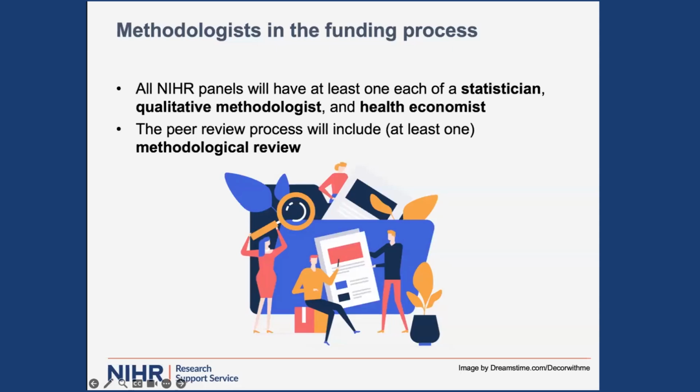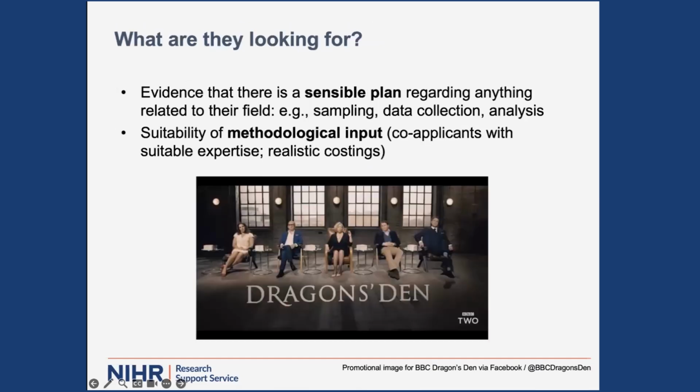So thinking about methodologists in the funding process, you will have picked up already over the last day and a half that the panels, certainly for NIHR, will generally have at least one of each of a statistician, a health economist, and a qualitative methodologist. So you will have people on the panel who will look very specifically at those sections and will be reviewing them. And also the peer review process will include at least one methodological review, and it may be more. So there are a few different eyes who are going to be looking at this section.